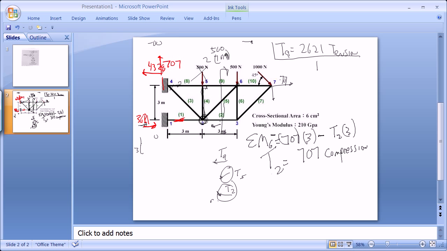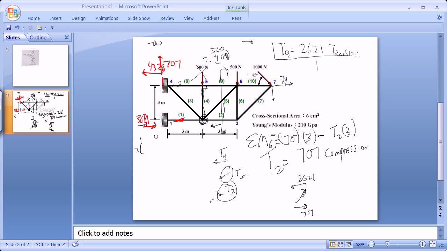But so what we have so far at that section is 2621 that way. We have in compression 707, which means in effect we also are going to have a lot of compression coming this way. And so when we solve all that out, there's all kinds of different things you can do, but in effect your best bet at this point in time is to just do a sum of the forces. And so let's add those vectors.